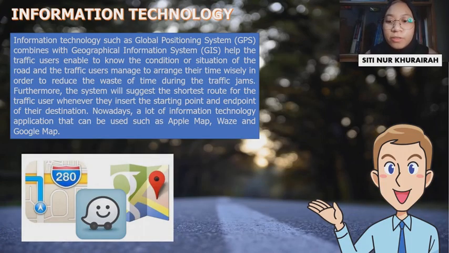Next, for information technology, in order to achieve an efficient and more comfortable journey during the construction of flyovers at Mile 6, 7 and 10 Pan Borneo, information technology such as the Global Positioning System (GPS), combined with the Geographical Information System (GIS), helps the user to know the condition and situation of the road. This can indirectly reduce wasted time, so road users can arrange their time wisely. And lastly, there are a lot of information technology applications like Apple Map, Waze, Google Map and others, which can be used to find the shortest route to the destination faster than usual, and at the same time avoid passing through crowded areas.